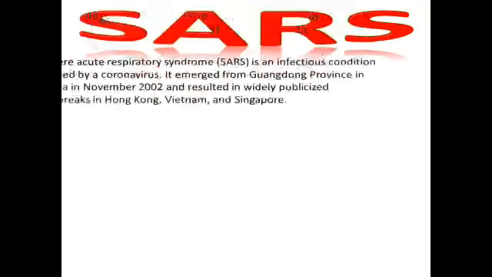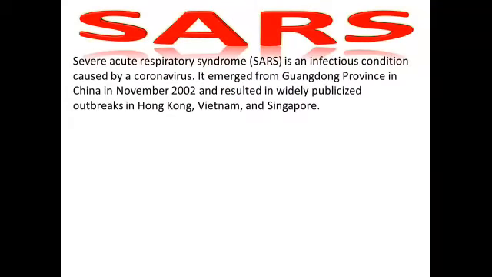Now SARS, severe acute respiratory syndrome, is an infectious condition caused by a coronavirus. It emerged from Guangdong province in China in November 2002 and resulted in widely publicized outbreaks in Hong Kong, Vietnam, and Singapore.